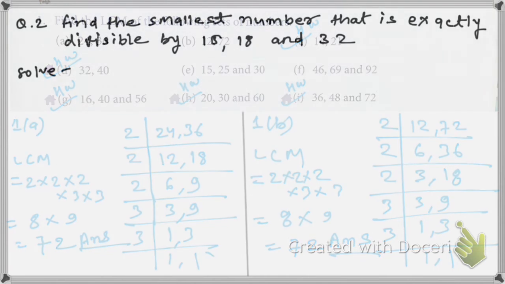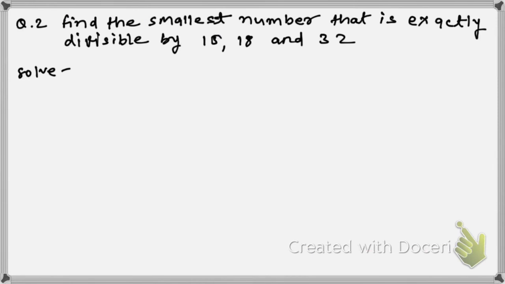Now students, question 2 says: find the smallest number that is exactly divisible by 15, 18 and 32. Here you can see the question is talking about the smallest number. So what we have to do is find the lowest common multiple.